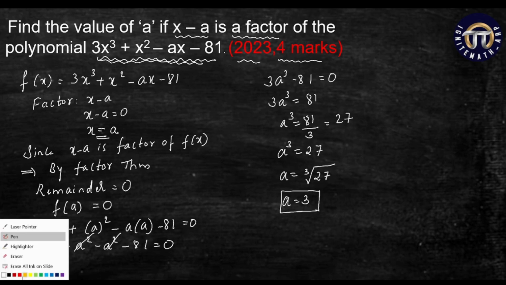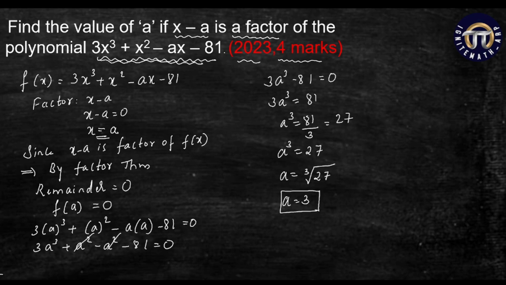As I told you, this question was asked for 4 marks. How actually were the marks distributed over here? First of all, saying that x minus a equal to 0, then x equal to a, by factor theorem, getting the expression f of a is equal to 0. This will give you 1 mark. Correct substitution itself will give you 1 mark. Later a cube is equal to 27. Then finding the value of a, that will fetch you 1 mark. See, this is how actually the marks are distributed.